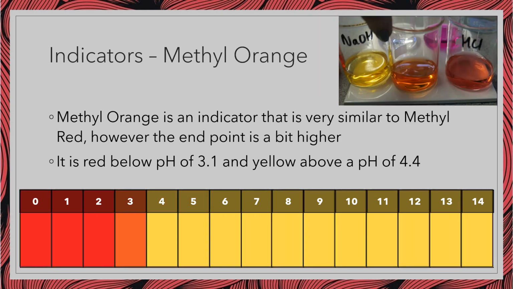Methyl orange, very similar. It's red to yellow. However, the endpoint is a little bit higher. It's red below a pH of 3.1 and yellow above a pH of 4.4. So you can see that change is a lot tighter. And so it's not as useful for differentiating between the strong and weak acids, but it's still quite useful.